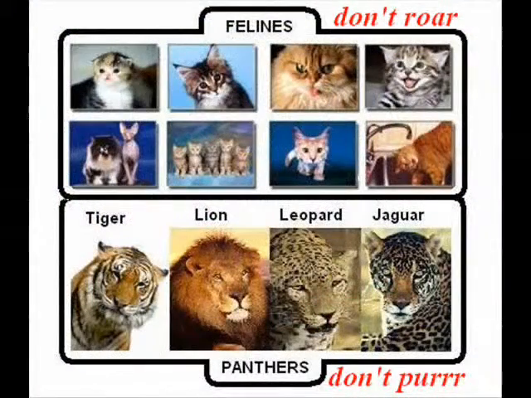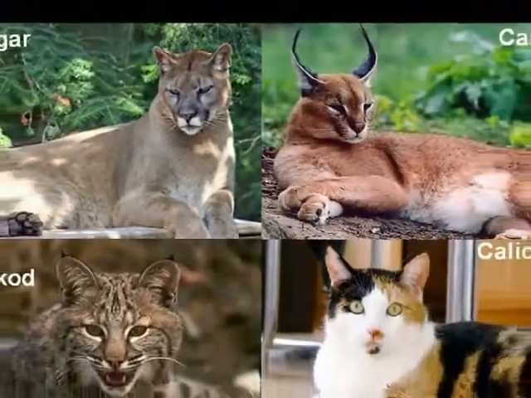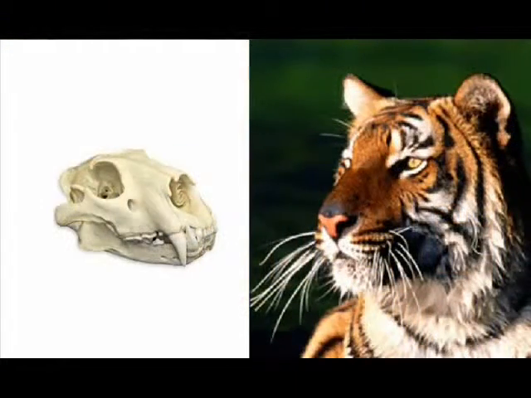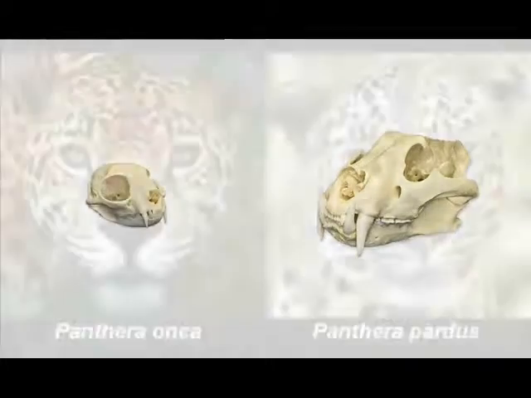All extant cats are either panthers or felines. Even big felines like cougars and caracals have more in common with house cats and calicos than with any panther. Likewise, if you shave off the mane of a lion or bleach out the stripes of a tiger, there's not a lot of difference left between them, like there is between tigers and tabbies.